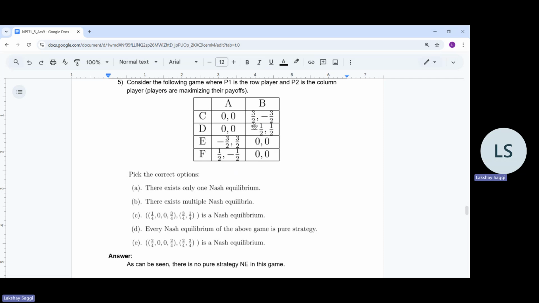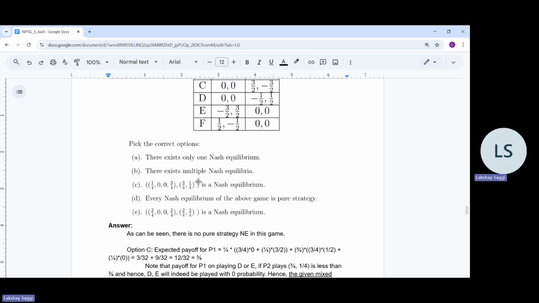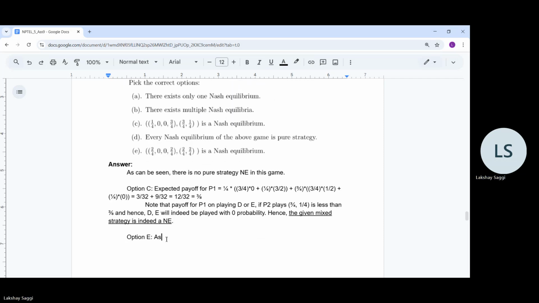Right? So the payoff on playing C will be something like 3 by 4, whereas the payoff on playing F will be something like 1 by 4. So obviously the payoff on playing C is greater. So why would the row player want to give weightage to F? The row player would want to give more weightage to C, and hence this would not be a Nash equilibrium.